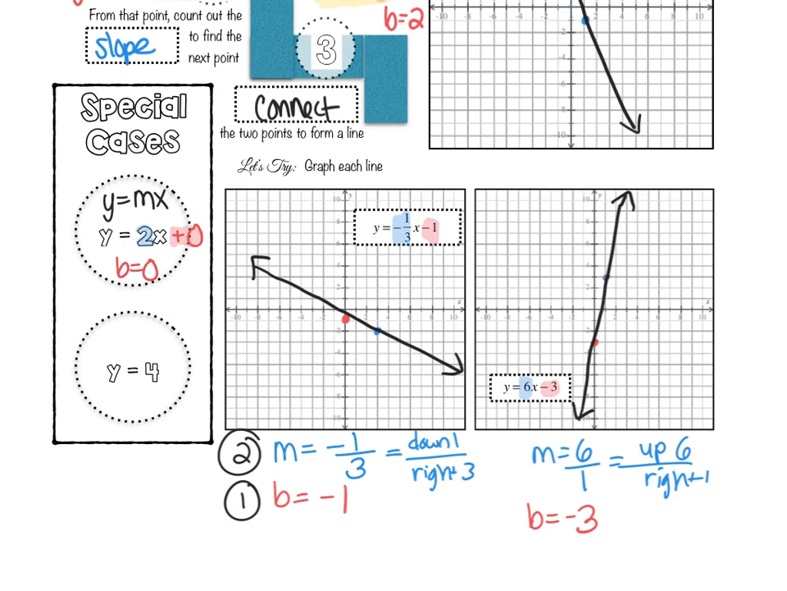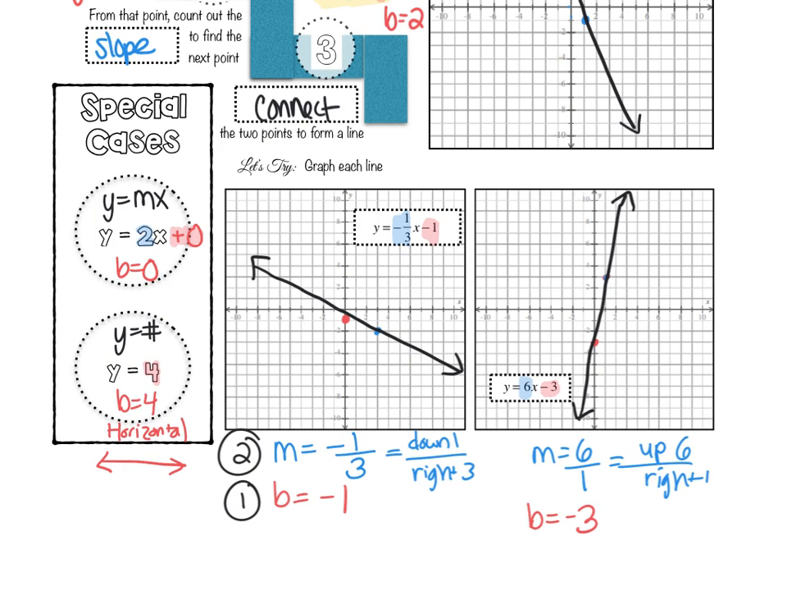And then when you're given an equation where it's y equals some number, like this one, y equals 4, that does not have a slope. It doesn't have an x with it. Instead, all that this equation has is a b. So that tells you that my b is 4, and I'm going to just make a line at 4 that is horizontal. So if you have y equals a number and it's just one number, you're just going to plot that one number on the y-axis and then make a horizontal line. So a line that goes left to right. Okay, those are your special case scenarios.